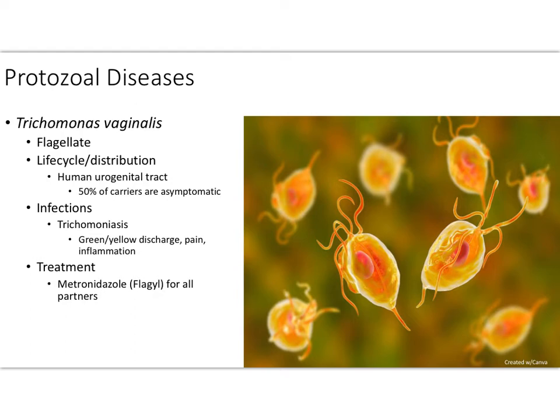In terms of the infections that this one causes, it causes an infection that we call trichomoniasis, which typically leads to a green or yellowish discharge, pain in the urogenital area, and oftentimes inflammation, at least for the people who show symptoms. Remember, about half of the people who have this won't show any symptoms. Most of the time, if a woman or a female becomes infected with this, they are more likely to show symptoms. Males are a little bit less likely to show symptoms, but they can be symptomatic as well.